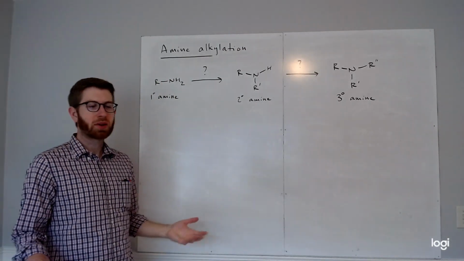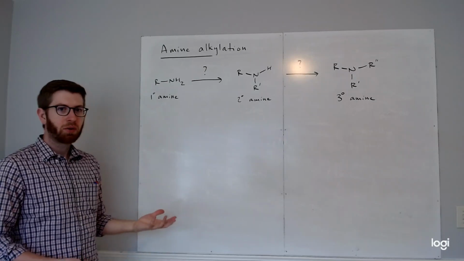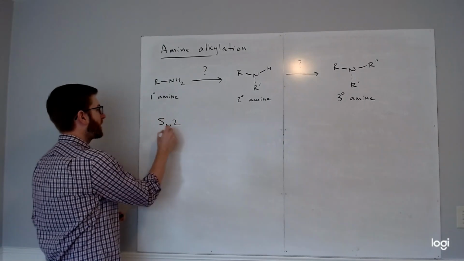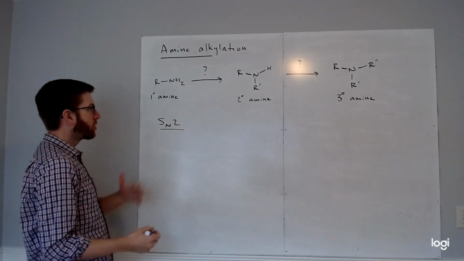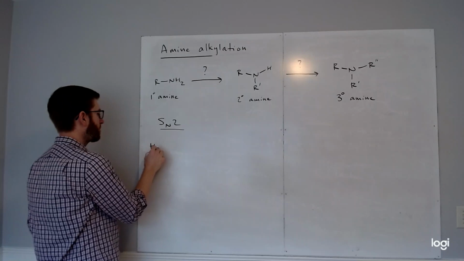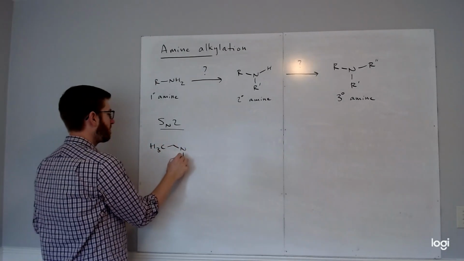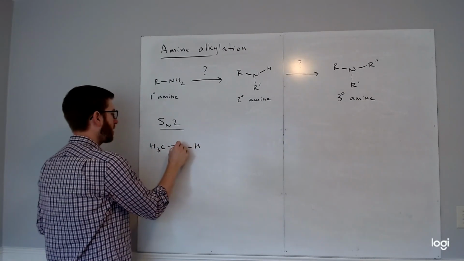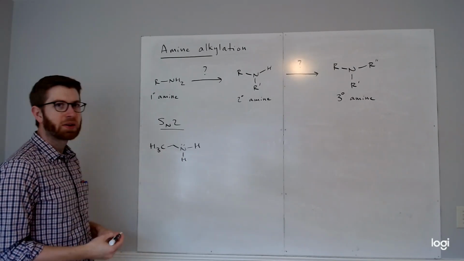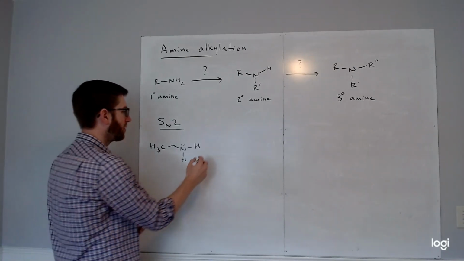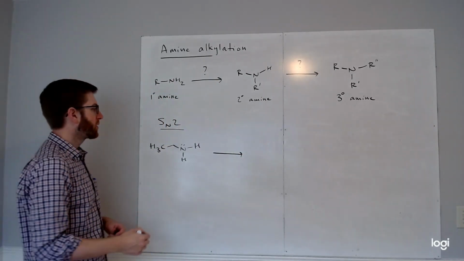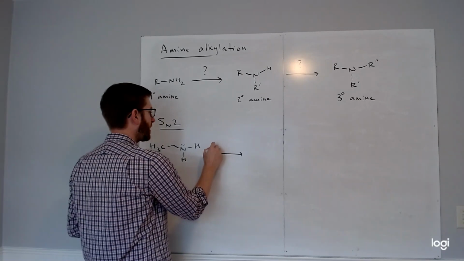And how would we do this? Well, the most direct way to do it would be like an SN2 reaction. Or we could take some kind of, I'll show an example with a primary amine to start. So we'll choose something simple, ethylamine. And we know that the nitrogen is nucleophilic. We talked about that in the first video of the series. So it might be sufficient simply to add some kind of an alkyl halide. So maybe we could use methyl iodide.